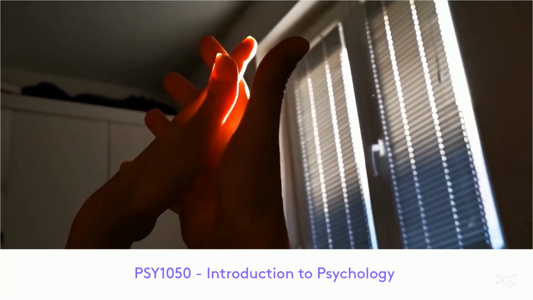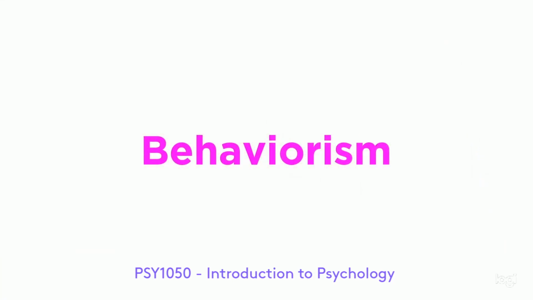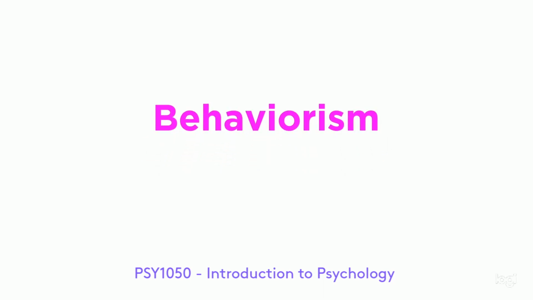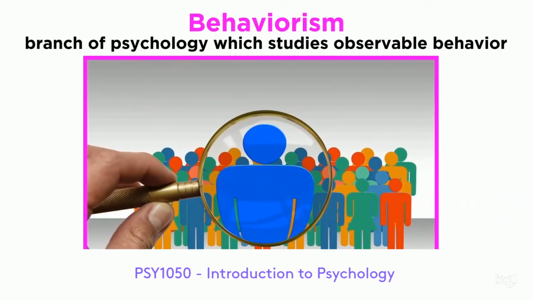Another school of thought arose in the early 20th century, which was called behaviorism. Unlike other schools of thought, which focused on the conscious and unconscious mind, behaviorism attempted to make psychology more scientific by only studying observable behavior.